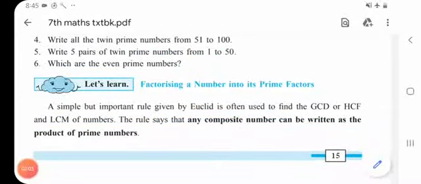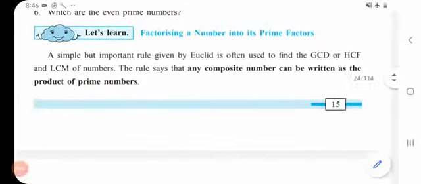Next concept is how to factorize a number into its prime factors. This is needed to calculate HCF or LCM of numbers. Means in order to calculate HCF and LCM, first we have to know how to factorize a number. This rule was given by Euclid. He was a mathematician who discovered the method to find the prime factors of a given number. According to this rule, any composite number can be written as the product of prime numbers.